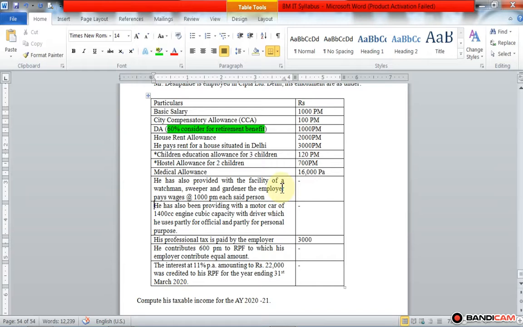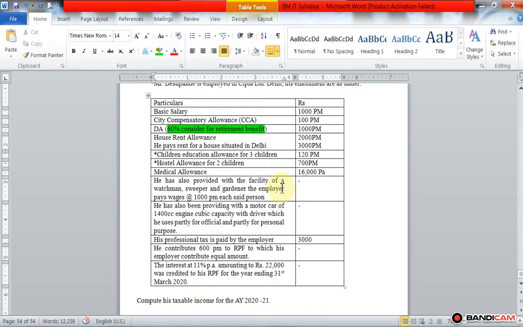If the car is used for office purpose, then all perquisites are exempted. If the car is used for private purpose, then actual expenditure incurred minus 10% depreciation is added in the maintenance. And if the car is used partly for office and partly for private purpose, then we compute 1800 per month if the car capacity is below 1.6 cc, plus 900 per month driver's salary.